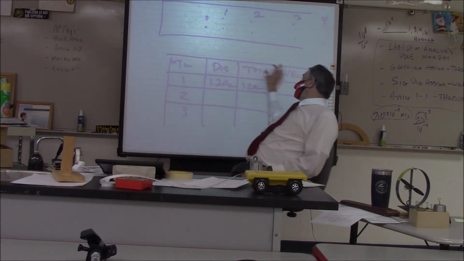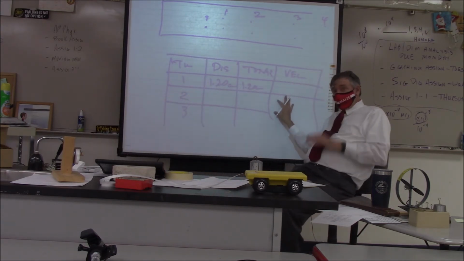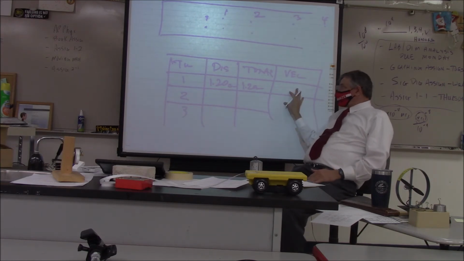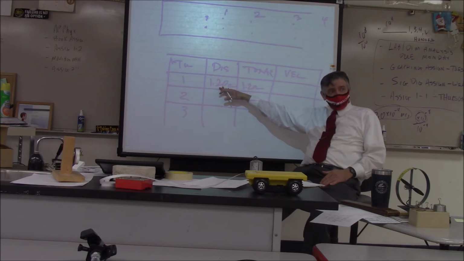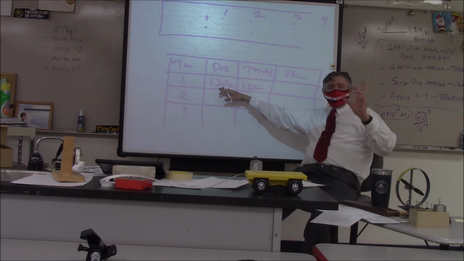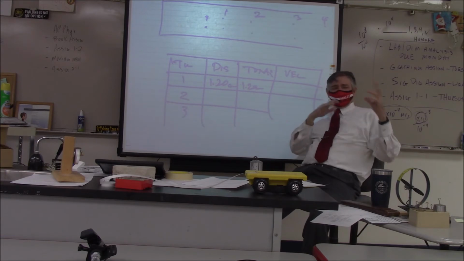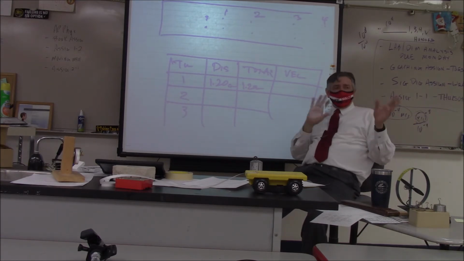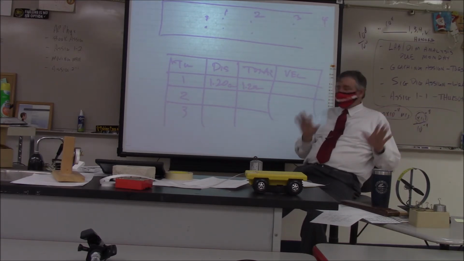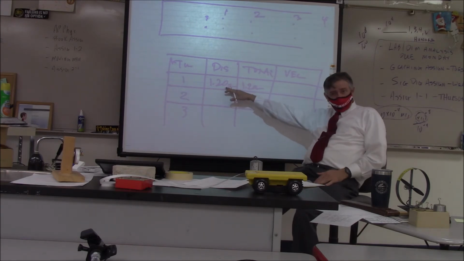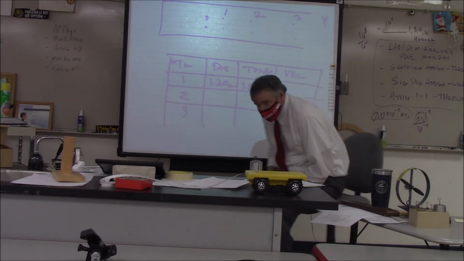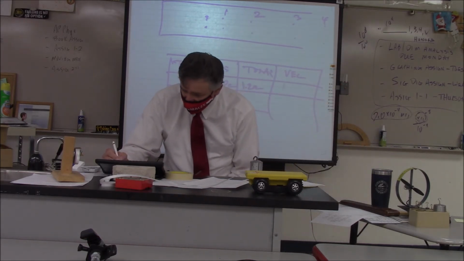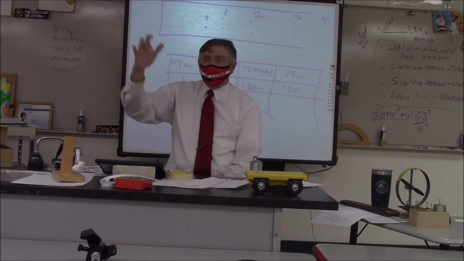Now, on the velocity, we're going to make this simple. Your velocity is going to be whatever your distance traveled in that interval. Now, in reality, it's technically not, because you're actually speeding up a little bit, but we're not going to mess with that for now. So whatever you have as your distance in that first interval is what you're going to have as your velocity. So I'm going to have this as 1.20 centimeters per interval.